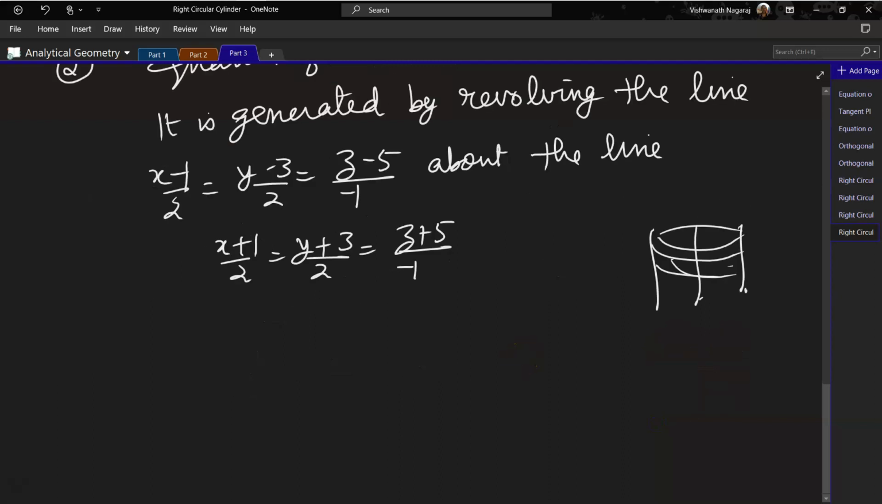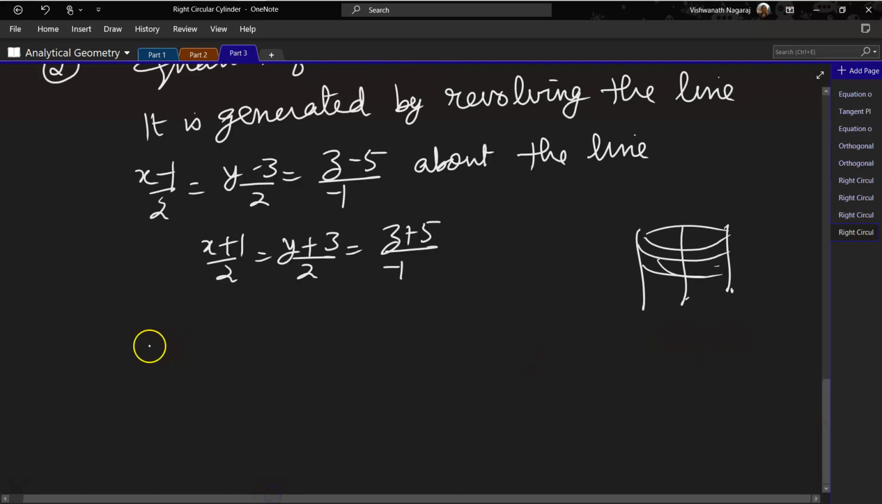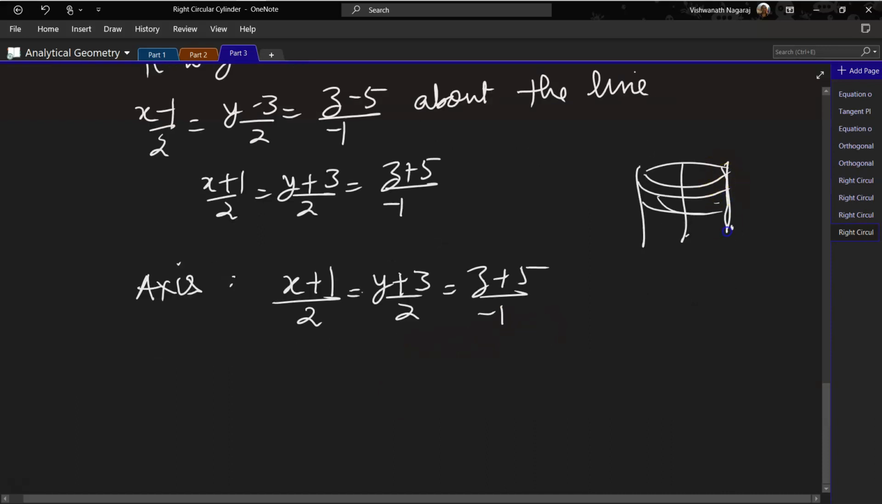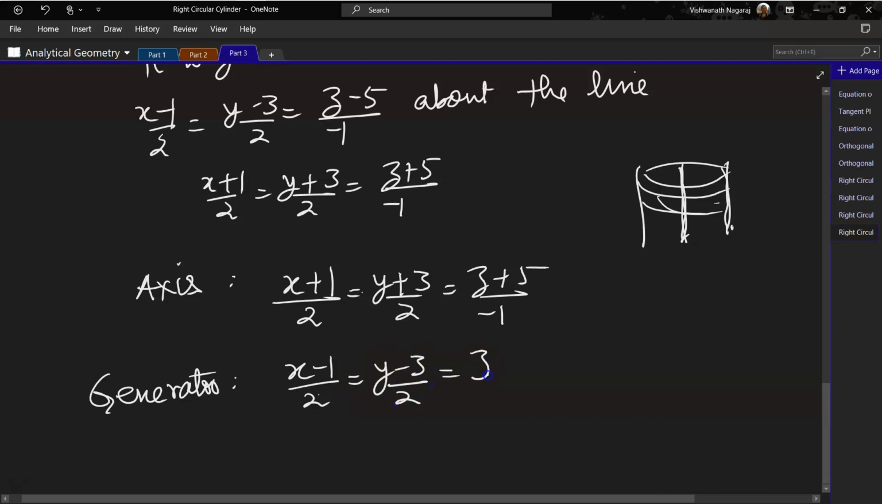So let's try to figure out. Here the axis is which one? The axis is (x plus 1)/2 = (y plus 3)/2 = (z plus 5)/(minus 1), because you are revolving the other line about this line. So one is the axis and the other one is the generator: (x minus 1)/2 = (y minus 3)/2 = (z minus 5)/(minus 1).